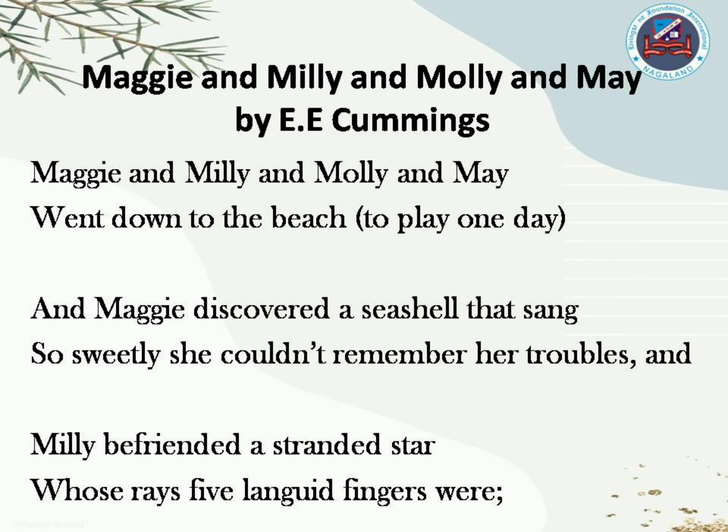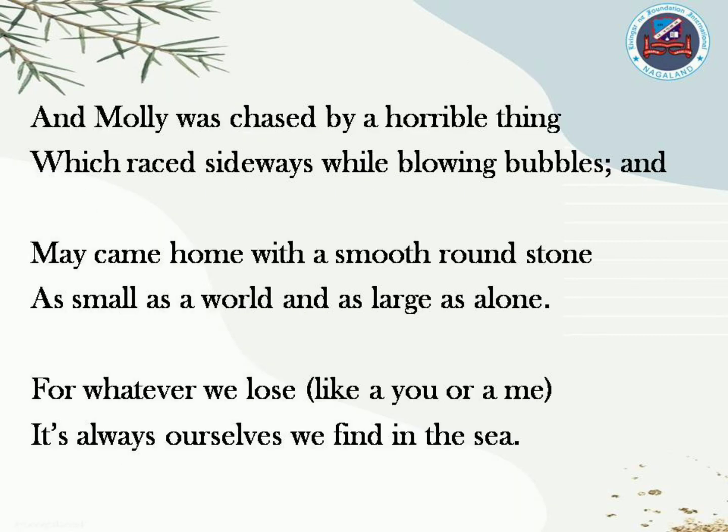Now in the third stanza, it describes Millie making friends with an abandoned starfish that has five long arms. So she's not afraid of the starfish because she befriended it. Now this shows that she is a positive person and accepts things the way they are. Now let us take a look at the next two stanzas.